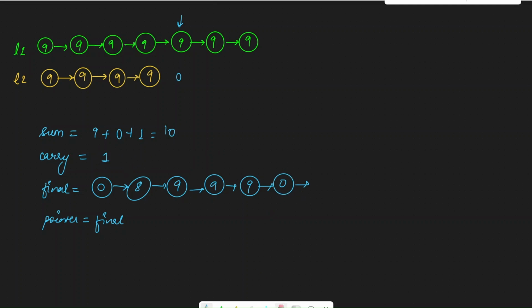Then again we move our pointer. So we can move our pointer on L1, but we can't move it on L2. So again we will assume the value is 0. So here again we will have 9 plus 0 from these 2 plus 1 carryover, which is equal to 10. So I'm going to add 0 here.